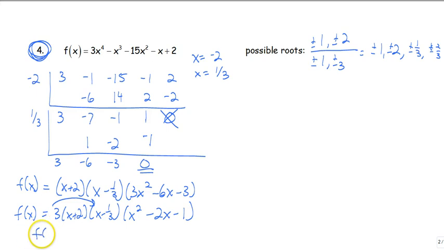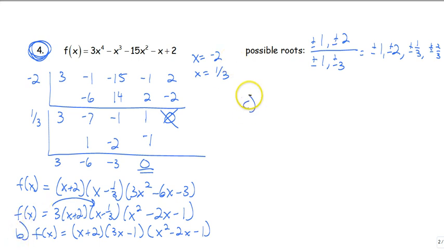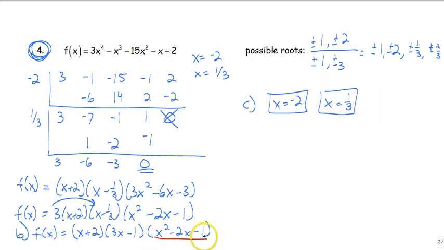So we have f of x is equal to, and this is my final factored form, x plus 2, 3x minus 1, and x squared minus 2x minus 1. There's my function. So this is part B. Part C, I want all the zeros. Well, we already know x equals negative 2. That's one of them. And x equals 1/3. That's the second one.